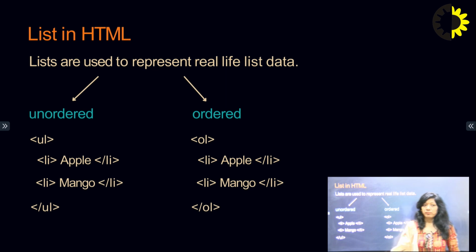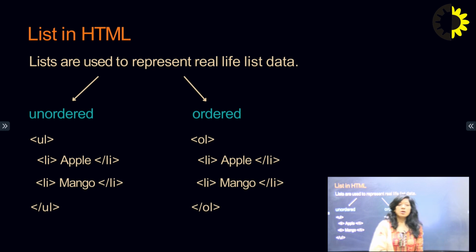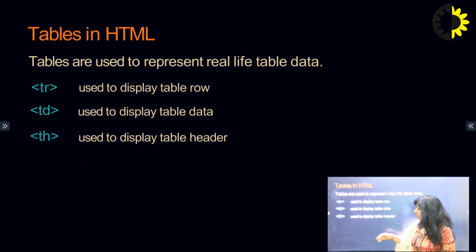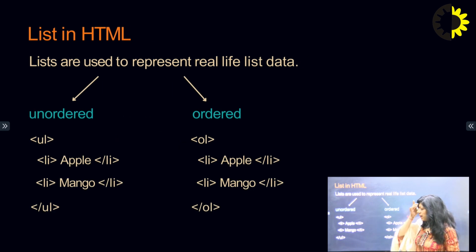Now, the next topic is lists in HTML. What is the meaning of list? Lists are basically used to represent real-life list data. We have two types of list. First is the unordered list, second is the ordered list. An unordered list is represented by UL. In angular brackets we write UL, and for an ordered list we write OL. For a UL list, suppose I write apple, mango, banana, and I simply write the li tag.